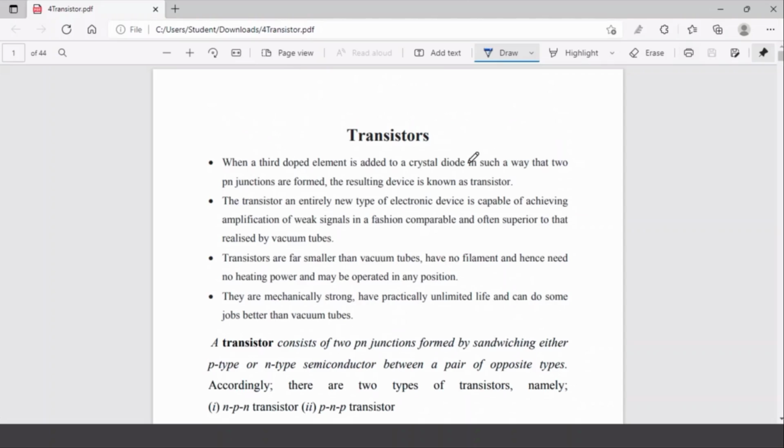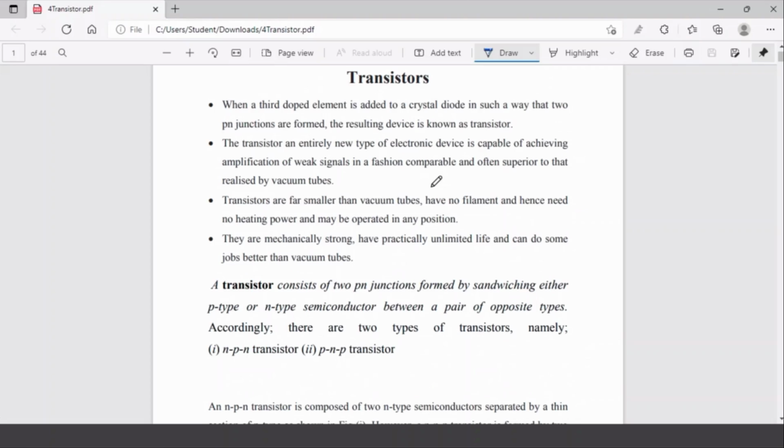Yes, sir. Okay, so let us start with what are basically transistors, right? Because BJT is nothing but bipolar junction transistor. So how is it being created? Whenever a third doped element is added to a crystal diode in such a way that two PN junctions are formed, this resulting device is known as a transistor. Okay, so it is capable of achieving amplification of weak signals comparable and superior to the vacuum tubes.